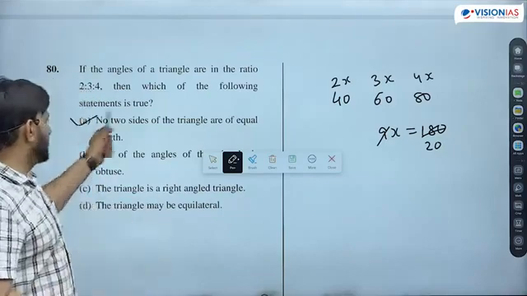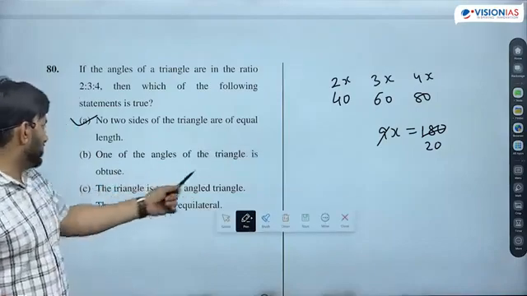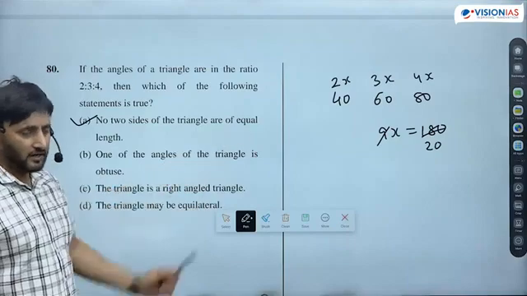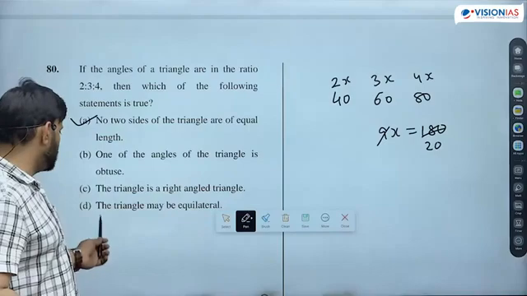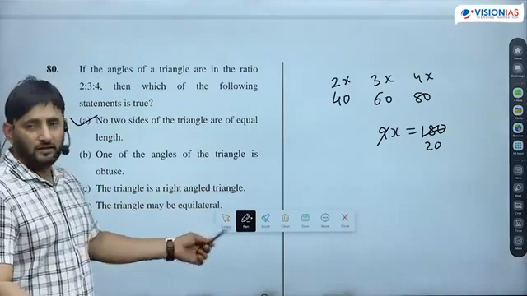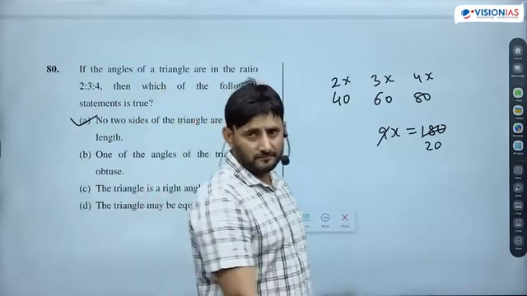No two sides of the triangle are of equal length. Yes. One of the angles of the triangle is obtuse. No. All angles are acute. The triangle is a right angle triangle. No. It is an acute angle triangle. Triangle may be equilateral. It cannot be equilateral. For equilateral, each angle should be 60 degrees.